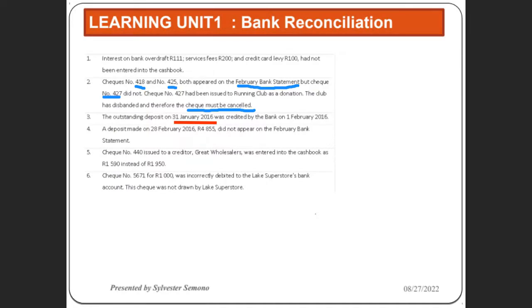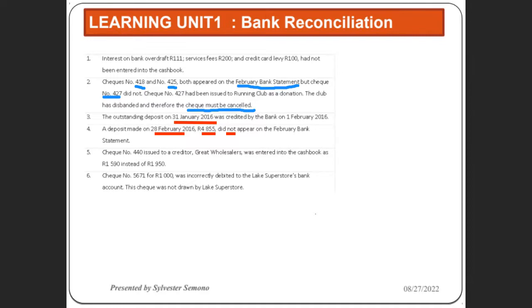Let's check number 4. Number 4, they say a deposit made on the 28th. That is my month. The deposit was 4855. They say it did not appear on the February bank statement. Remember we talked about the items which do not appear on the bank statement. The minute they say something is not appearing on the bank statement, it means it is appearing in our books. So this deposit is appearing in our books, but not on the bank statement.